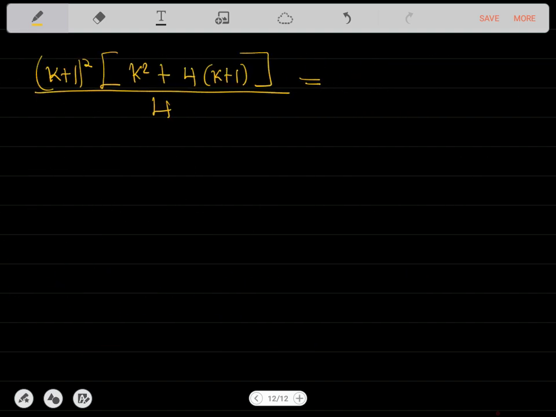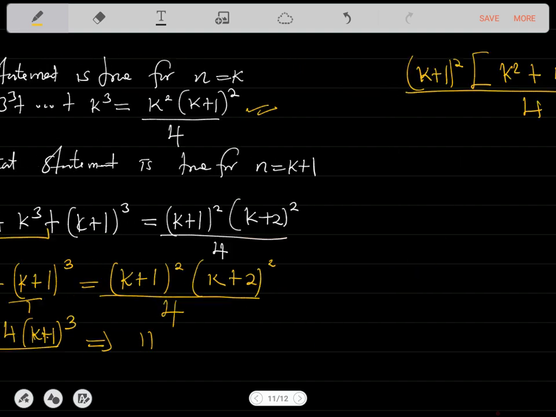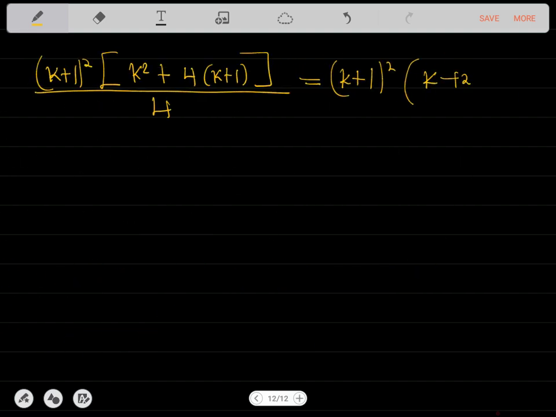Is this equal to (k plus 1) squared times (k plus 2) squared over 4? Are they equal? Yes, they are. When you try to square this part here, you'll be getting a 4 somewhere, and that's a 4 coming out from here. Clearly, because this entire part here is just this. Try to square this, you're getting the same thing as here. So the left hand side equals the right hand side.